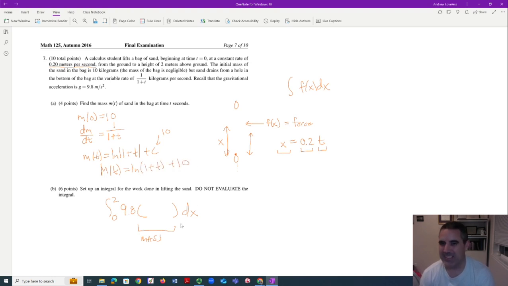But the problem is that's not distance. But you can figure it out because t is x over 0.2. It's going to be log of 1 plus 0.2x plus 10. So yeah, there's some challenges there, but then you're going to do integration by parts and finish the problem. Okay, let's leave that, and I'll do a separate video about stacks of books.